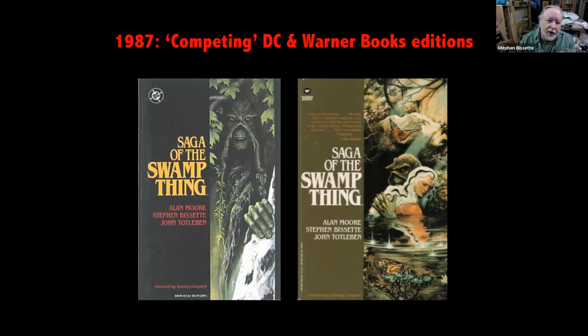The cover on the left is the DC edition of Saga of the Swamp Thing, using for its cover a painting that John Totleben had done as a benefit item for an auction at the Mid-Ohio Comic Convention to benefit the American Cancer Society. And the cover on the right was the Warner Books edition that went into bookstores and into libraries and the bookstore market.